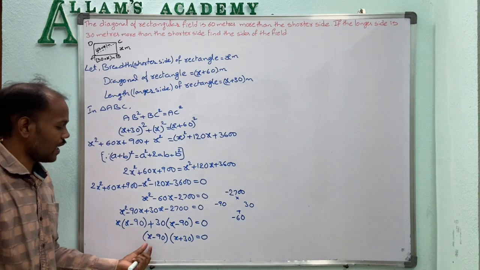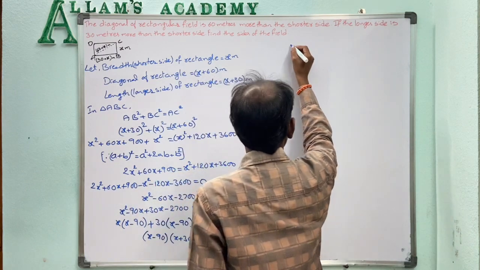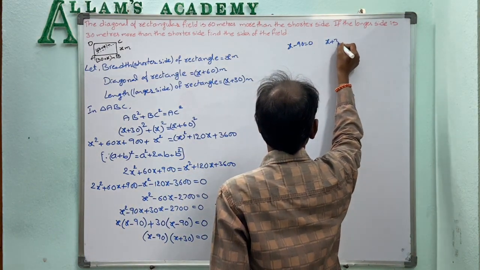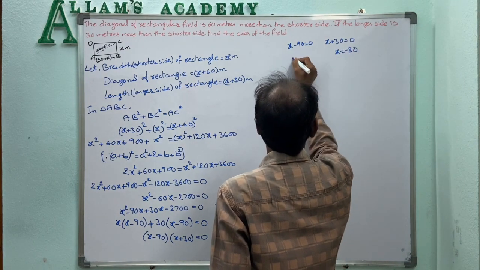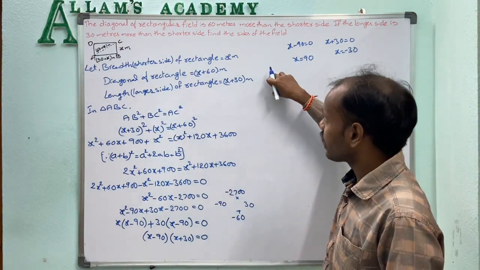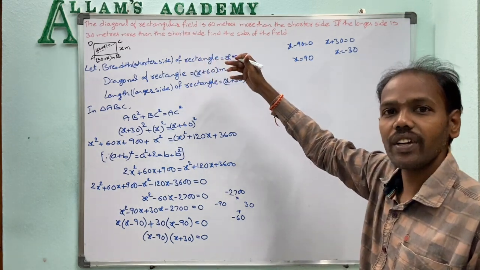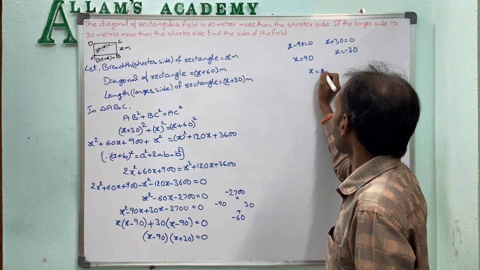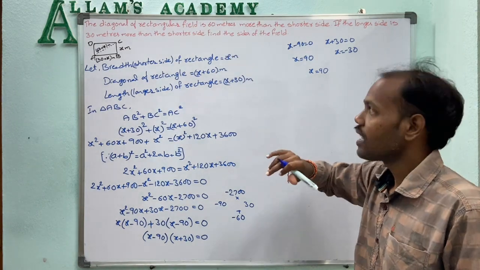So now here (x minus 90) into (x plus 30) equal to 0 means either x minus 90 equal to 0, otherwise x plus 30 equal to 0. If x plus 30 equal to 0, then x equal to minus 30. If x minus 90 equal to 0, then x equal to 90. And here we are solving for the sides of a rectangular field. The side of a rectangular field cannot be a negative number, so we take x equal to the positive number 90 only. Here we are asked to find the sides of the field.